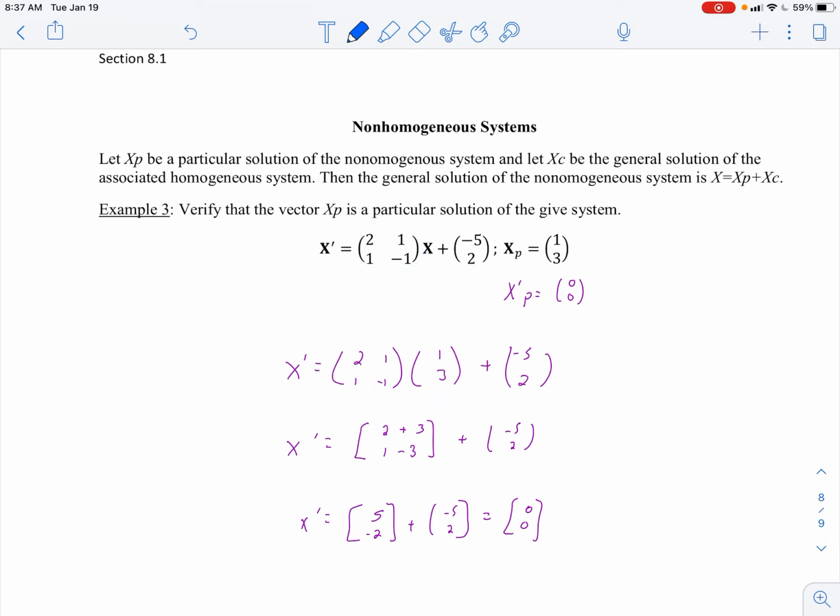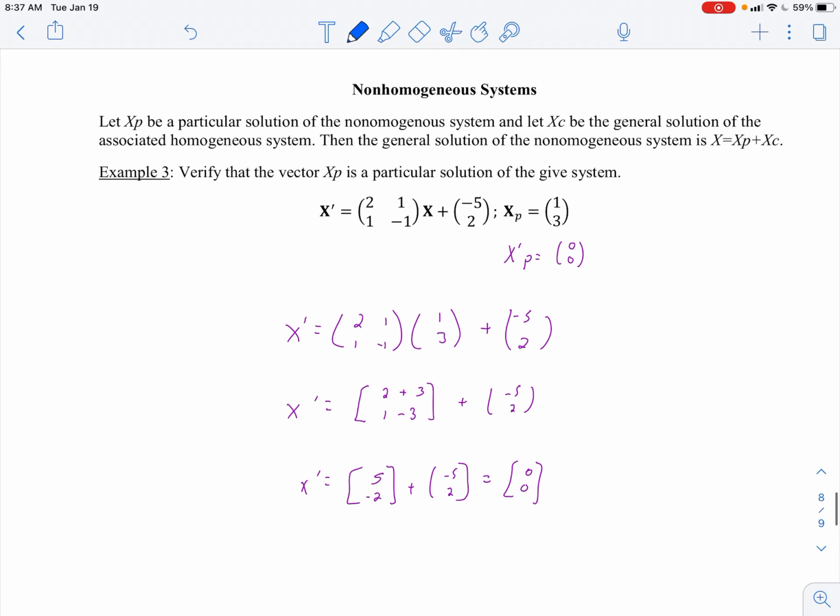Then we're going to add negative 5, 2. Now we're just doing matrix operations. It's a 2 by 2 times a 2 by 1, so the middle checks out, and we're going to get a 2 by 1. We get 2 plus 3, 1 minus 3, which is 5, negative 2. After we do the multiplication, we add that to negative 5, 2. We do the math and we get 0, 0. So yes, x of p is a solution. And that's it for this section. Then we'll start to actually get to solving these systems of linear differential equations tomorrow.